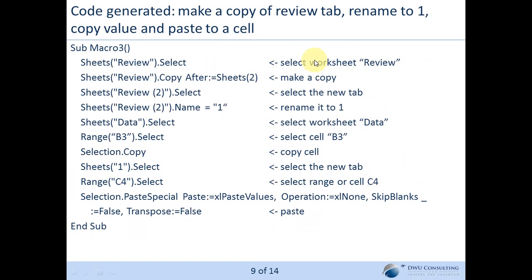So as you see here, the first line is saying, okay, we select the tab, make a copy, then make a new tab, rename this to 1, then we copy some cells and paste it. It's just a simple process like this. But in order to understand the code on the left side, we need to understand how Excel refers to sheets and cells.